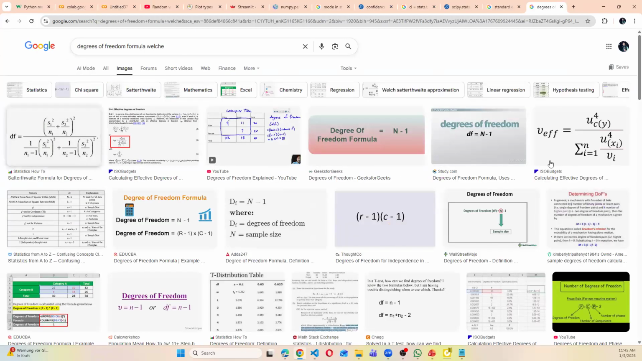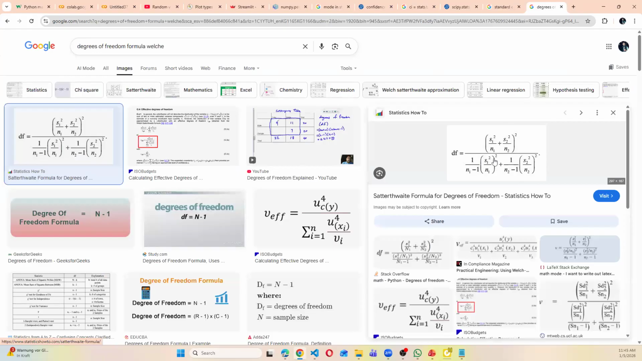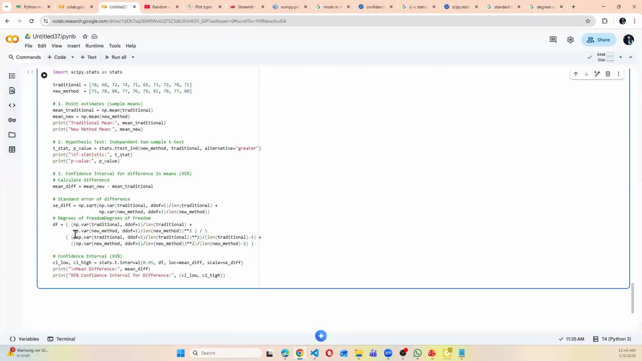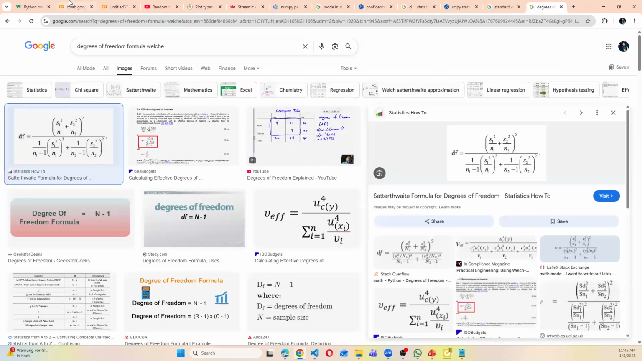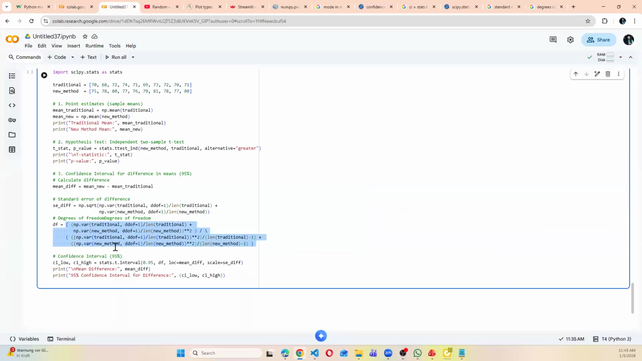So this is the formula for this. Based on this mathematical formula, what is this? This degree of freedom is the formula that is just written here. This formula is just written as it is here. Then you can see the 95%.